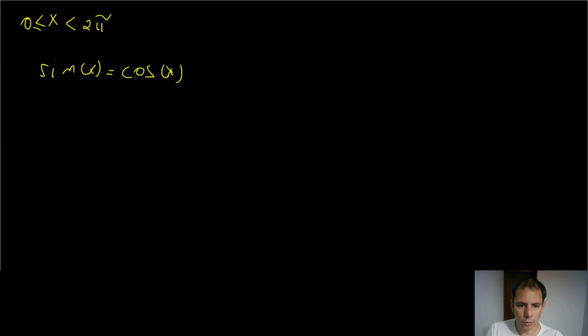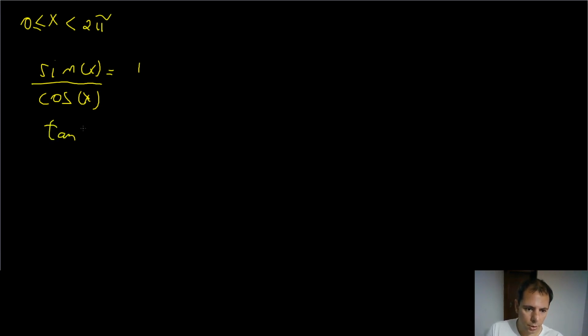So you divide everything by the cosine. Dividing everything by the cosine, you put the cosine here, dividing, and this is going to be a 1 because it's cosine divided by cosine. So you have the tangent of x, which is 1. Okay. Now, in order to find this x in here, we do the arc tangent of 1 is going to be equal to x.